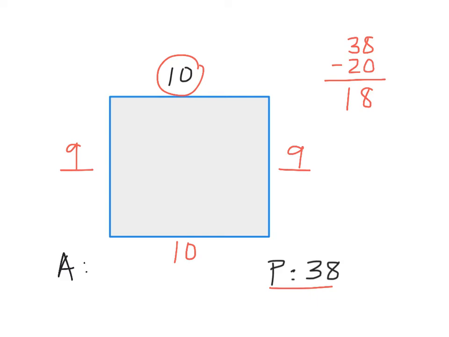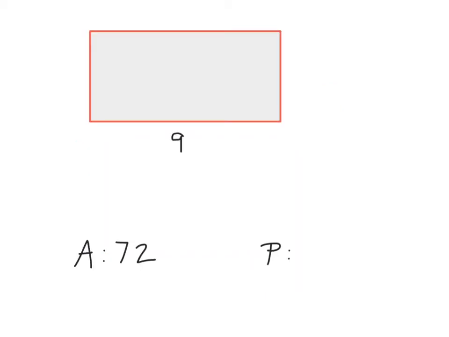Now I can find the area. I know that this side is 9 and this side is 10, and 9 times 10 is 90. For this problem, you were given one side and the perimeter. Likewise, instead of being given the perimeter, you might be given the area to start with. So this time you have one side length, which is 9, and you've been given the area. So you have to think about, okay, what number times 9 equals 72? And the answer is 8. So I can fill in my side length 8 there.